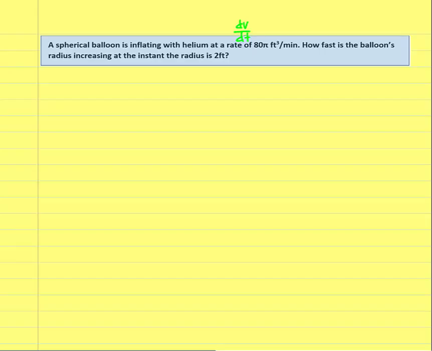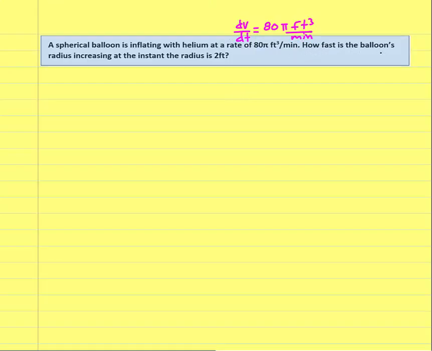So with dV/dt, I can say that dV/dt, it's inflating, so it's going to be positive, is 80 pi cubic feet per minute. And that's cubic feet. And that green is kind of hard to see, so let me update that to make it red or purple. Okay, so that's our first piece of information.